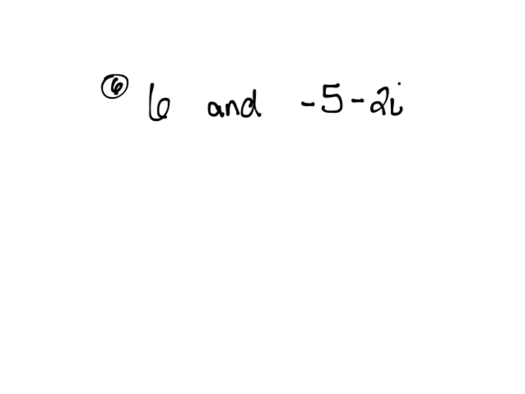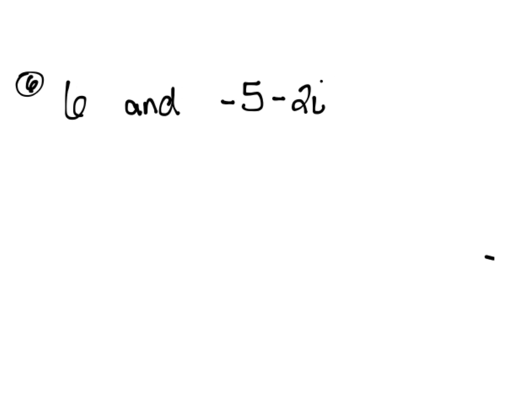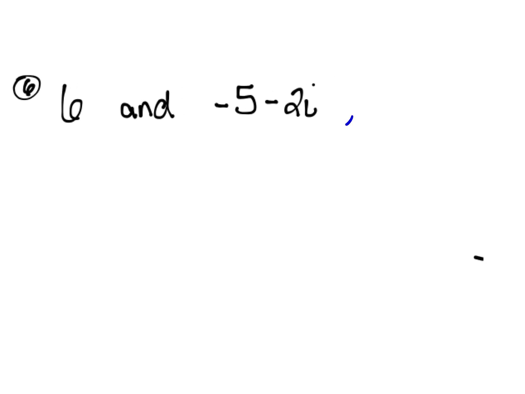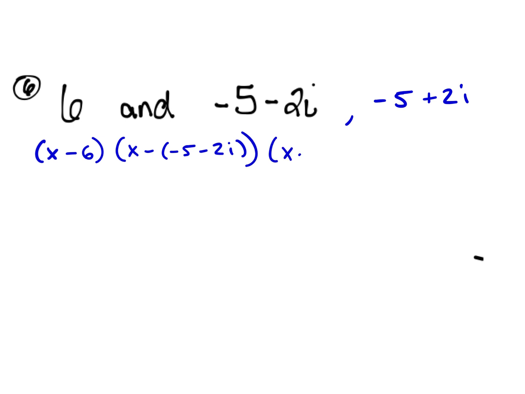So with number 6, we have 6 and negative 5 minus 2i as the zeros. Are we missing any zeros here? What would our conjugate be? Awesome. Negative 5 plus 2i. So the first number stays the same. That negative 5 stays the same. Just the sign in the middle changes. So when I write this into factored form, remember it's always x minus the number. So x minus 6, then x minus, since we have two numbers here, let's put it into parentheses, negative 5 minus 2i, and x minus negative 5 plus 2i.